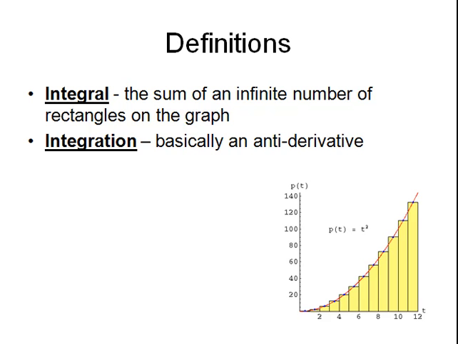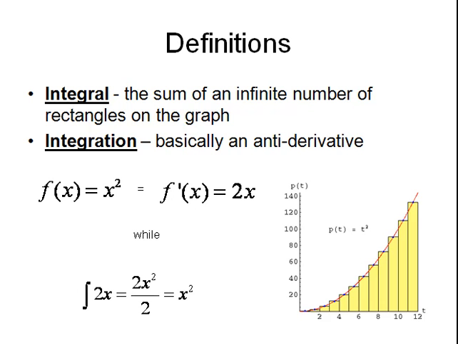If you look at the example below, you have f of x is equal to x squared. The derivative of x squared is 2x. Now, if we were to take the integral of 2x, we would have to add 1 to the exponent, giving us x squared, and then divide by that new exponent. So we'd have 2x squared over 2, which turns back into the original x squared.